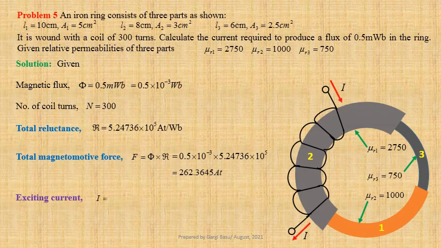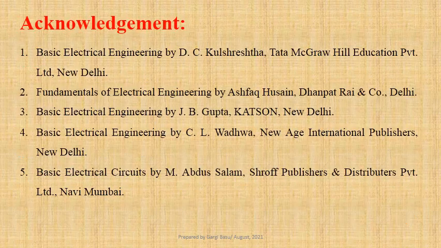Now we shall determine exciting current. I equals F divided by N. Using values we get 262.3645 divided by 300. That gives us 0.8745 ampere. So today we have solved a couple of numerical problems on composite magnetic circuits.